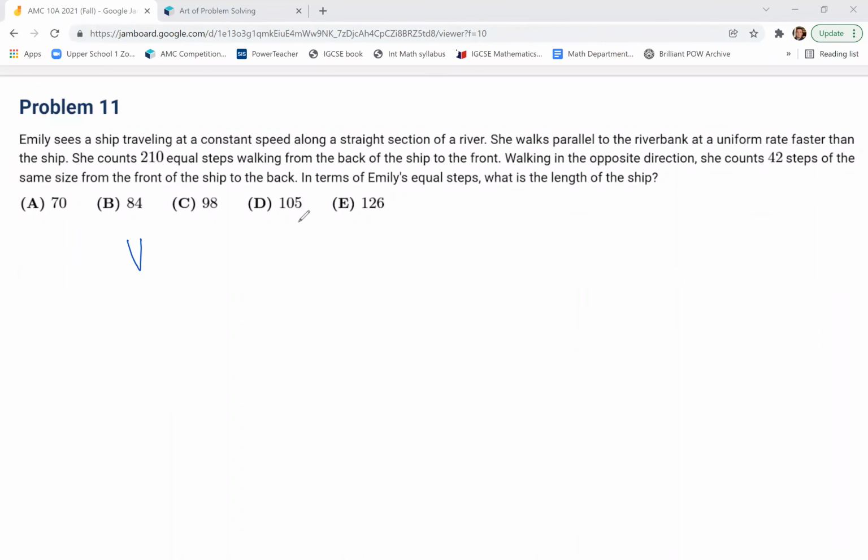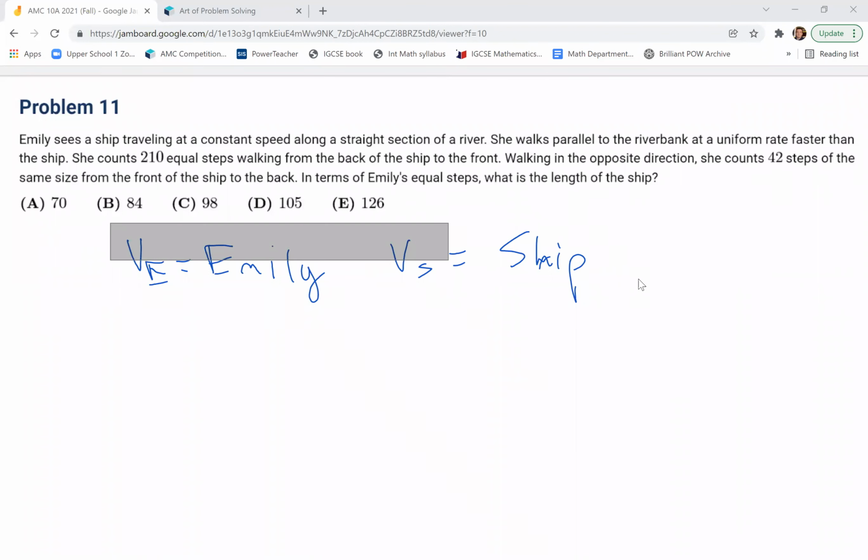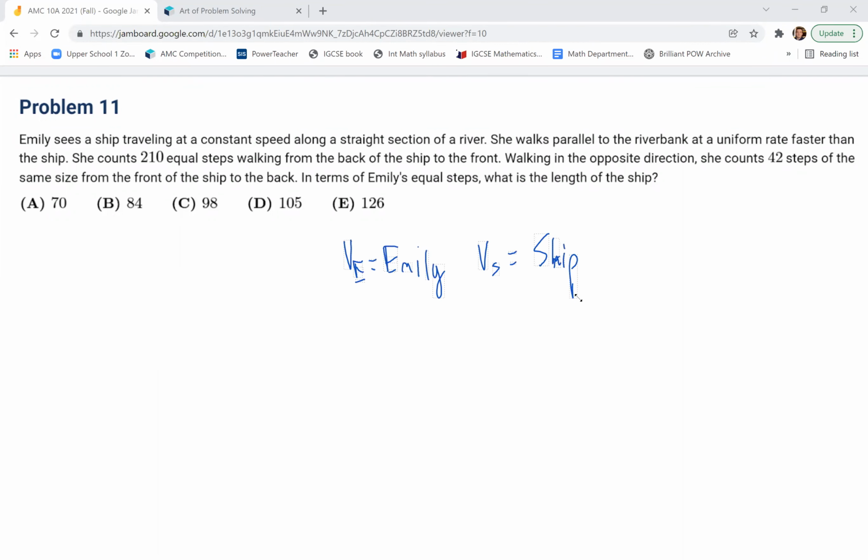Okay, so to start this problem, I set up a couple of different variables. One I called VE to represent Emily's velocity, Emily's speed, right? And the unit of this would be steps per minute. And honestly, the unit of time really doesn't matter. You can make it steps per second, steps per hour. It doesn't make a difference. So VE would be Emily's speed, and then VS would be the ship speed in the same unit of Emily's steps per minute. Okay, so that just allows me to deal with the same units, which is obviously going to make the math much, much easier. So that's just establishing my variables, VE and VS.